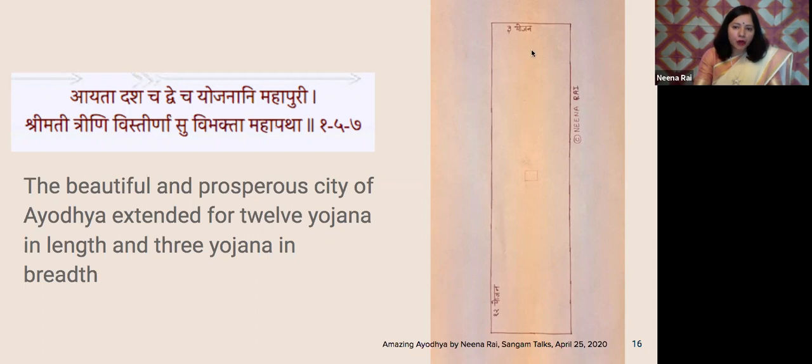You can see Ayodhya is narrower on the top and very long at the bottom. If you take out the ratio of this, 3 to 12 is 1 to 4. This is an exact ratio which is followed according to the tenets of Vastu Shastra. According to Vastu Shastra, if this is the ratio of a district, then it is a very auspicious ratio, and it gives prosperity to the land that you are in.